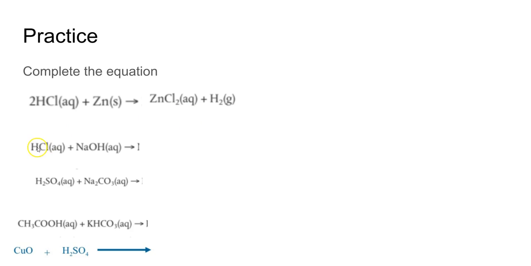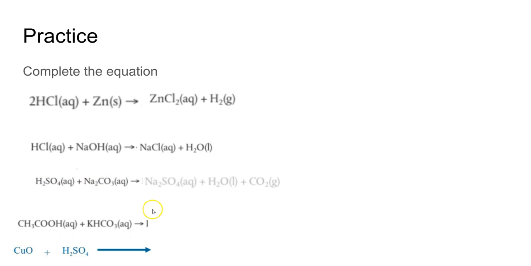The next one is an acid and a base, so this is a neutralization reaction. We should get a salt plus water, and indeed we do. The salt is the metal sodium and the non-metal chlorine. Sodium is +1, chlorine is -1, so 1 and 1. Plus water.